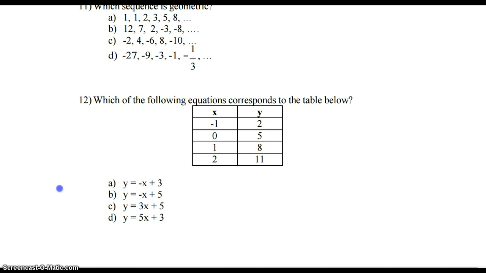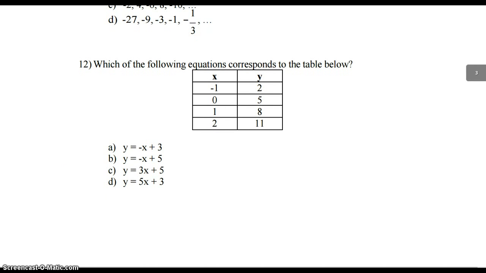Alright, number 12. Which of the equations represents the table below? We can do a couple things with this. Well, first, if you're really thinking, note that the y-intercept is right here. That occurs when x is 0 and it crosses the y-axis at positive 5. Well, two of these equations do not have a y-intercept of 5. A doesn't have one, and D doesn't have one, so we're eliminating 2 and down to B and C.